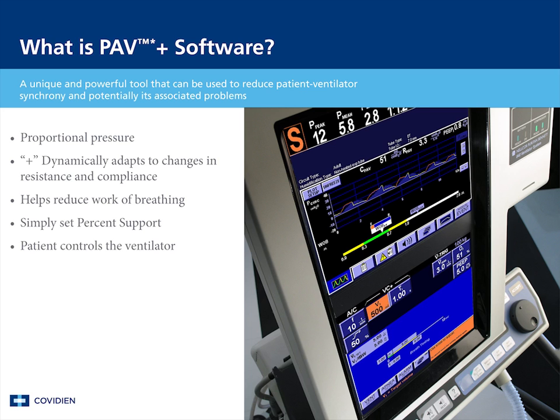The PAV Plus software eliminates the need to set traditional ventilator parameters, such as respiratory rate, tidal volume, flow rate, or ventilating pressure. This makes the PAV Plus software easy to use. The clinician simply sets one parameter, called percent support, to give the patient more control over the ventilator. PAV Plus software is a mode of ventilation exclusively available on the Puritan Bennett 840 ventilator.